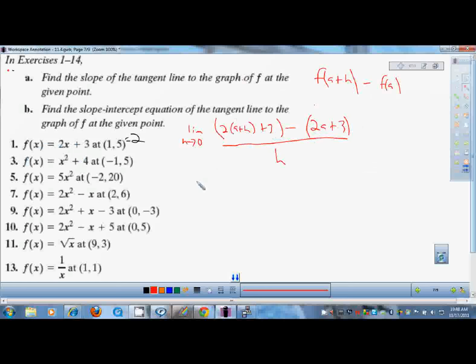Okay? Now, technically this limit's going to come on down, but I'm just going to leave it off, so don't feel like writing it every time. Now, at the top, we have some canceling. If we were to distribute, that's 2a plus 2h plus 3 minus 2a plus 3 over h. Does anything cancel on the top?